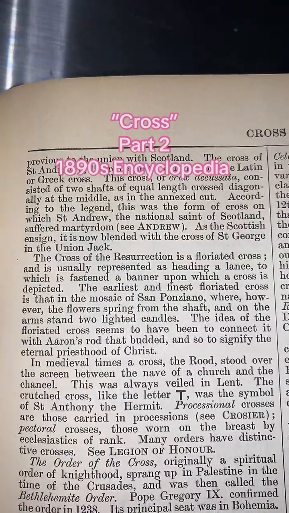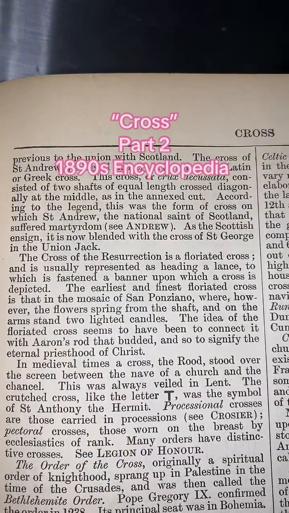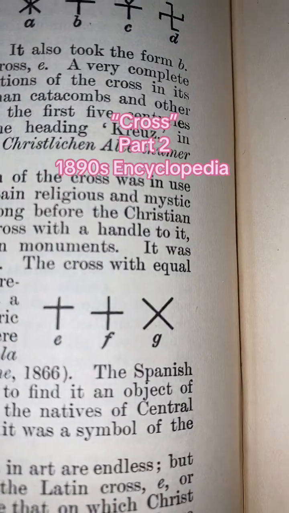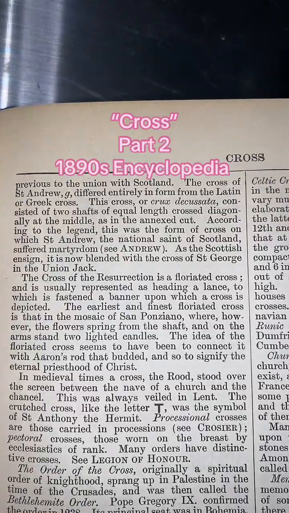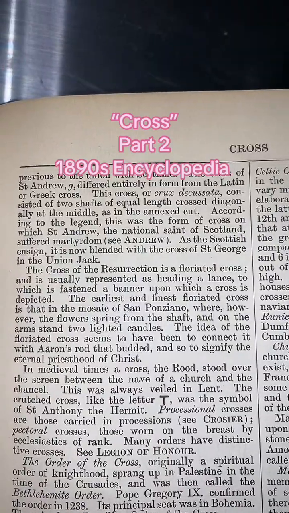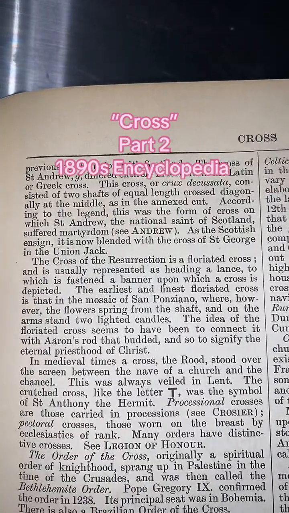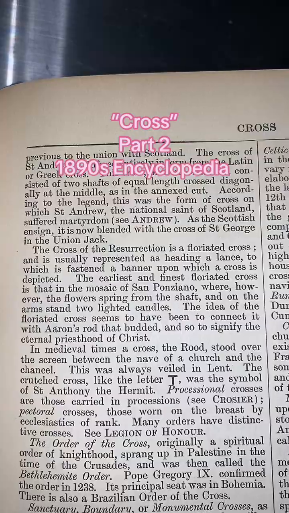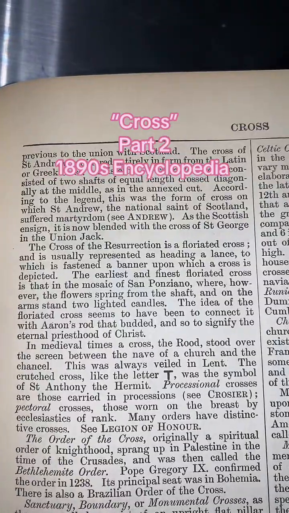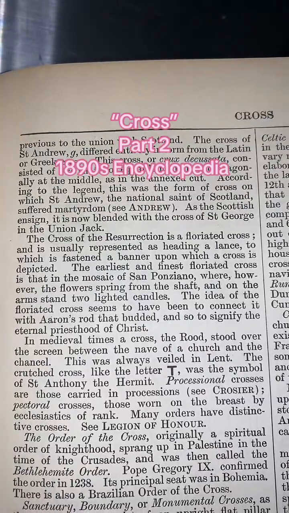The cross of St. Andrew, different entirely in form from the Latin or Greek cross. And there you see, it is like an X. This cross, or crux decussata, consisted of two shafts of equal length crossed diagonally at the middle, as in the annexed cut. According to the legend, this was the form of cross on which St. Andrew, the national saint of Scotland, suffered martyrdom. See Andrew. We're going to have to go over that too.